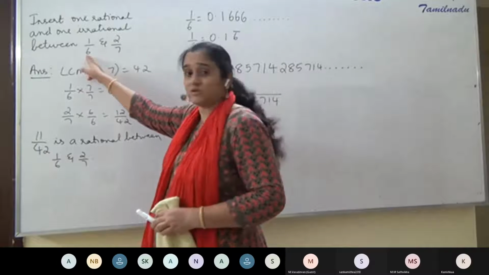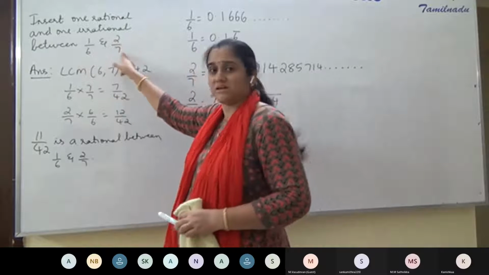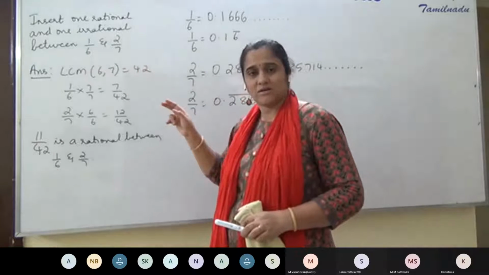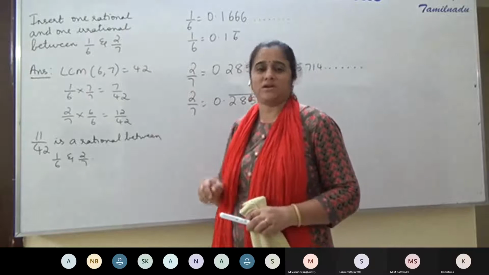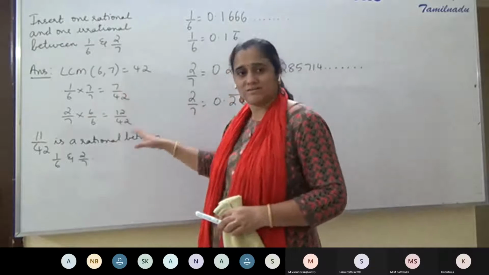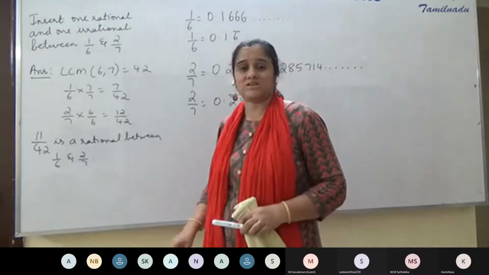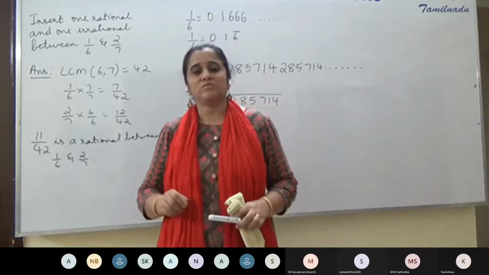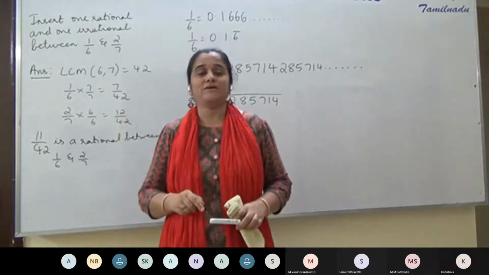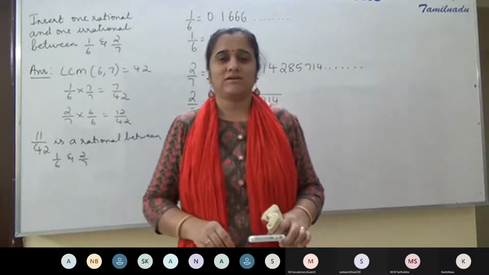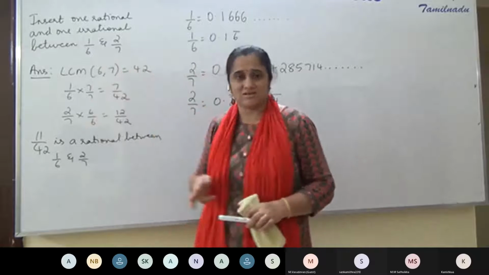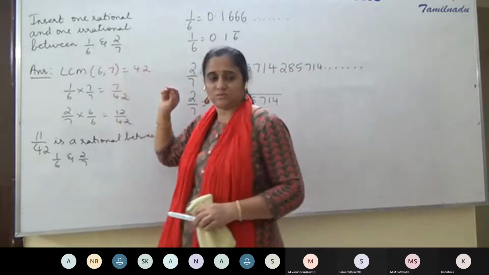These are rationals, because they are in P by Q form, integer by integer. Between these two given rationals, we need to insert one rational and one irrational. The rational we inserted by using the concept of LCM. Now irrational. When you insert an irrational, you should make sure that the number lies between these two and is a non-terminating, non-repeating decimal. That's what insert means: it should lie between these two.